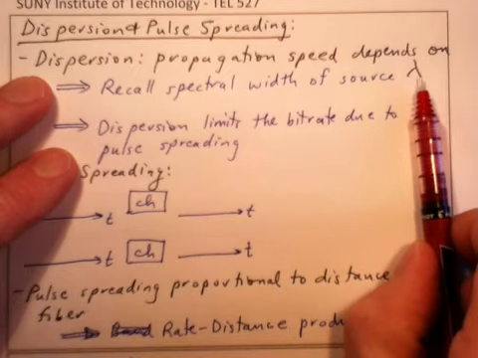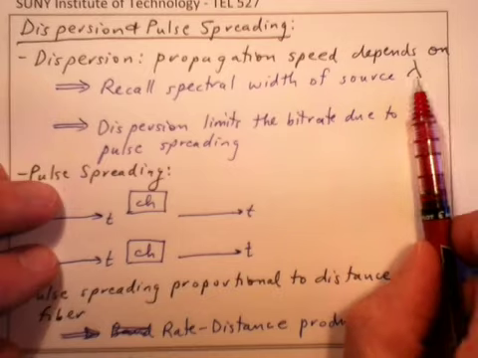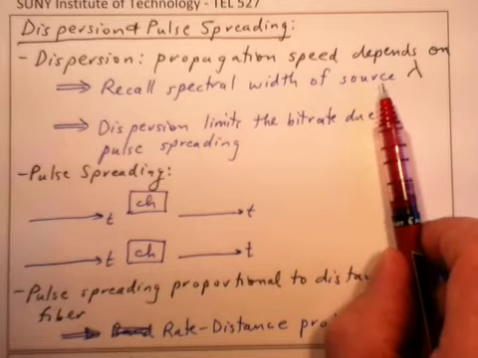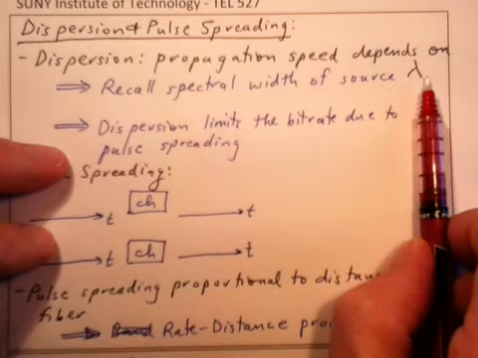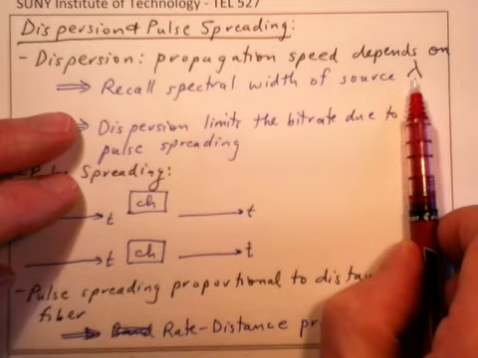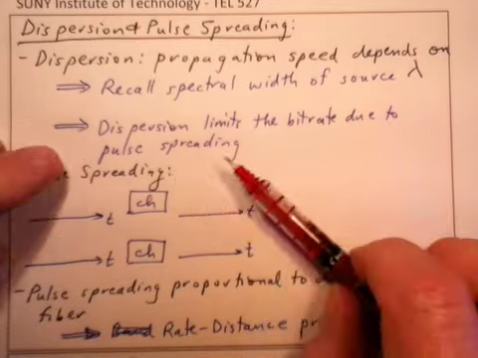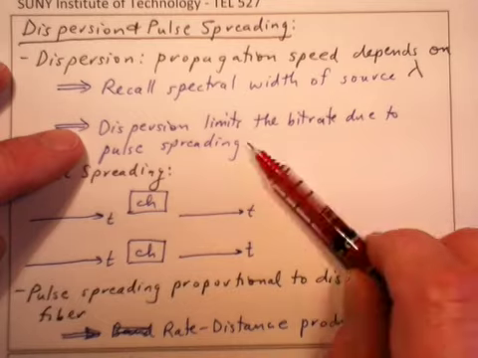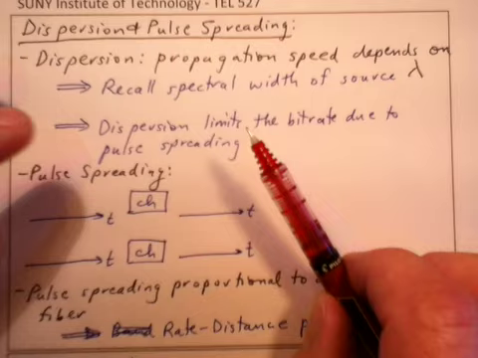So any source that we have will have a spectral width. Okay, and this contributes to a difference in propagation speed amongst those different wavelength components of that signal. And what it does is it causes pulse spreading. And by causing pulse spreading, it limits the bit rate. So dispersion limits the bit rate due to pulse spreading.